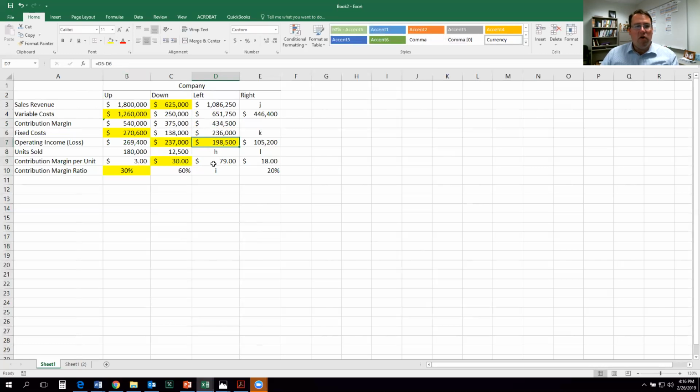This one's a little harder. So I have my contribution margin per unit, and then I know what my contribution margin is. So my contribution margin divided by units sold would give me my contribution margin per unit. So if I recast that algebraically and I take my contribution margin divided by my contribution margin per unit, that should give me my number of units sold. And then my contribution margin ratio is my contribution margin divided by sales revenue.